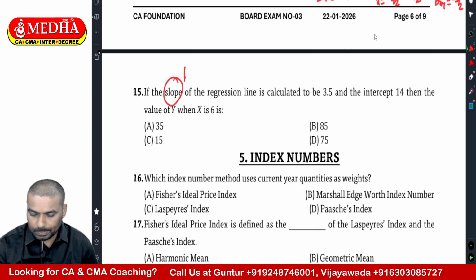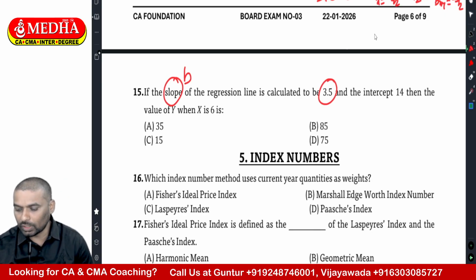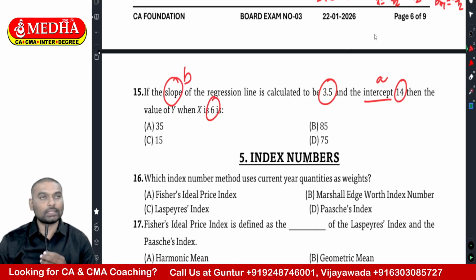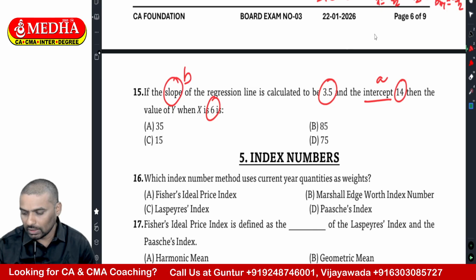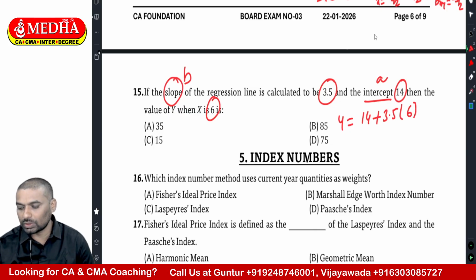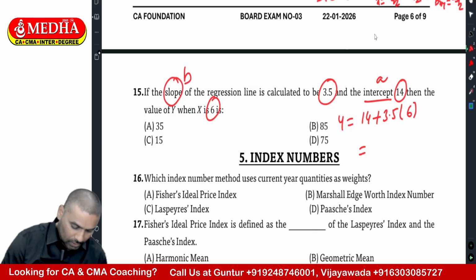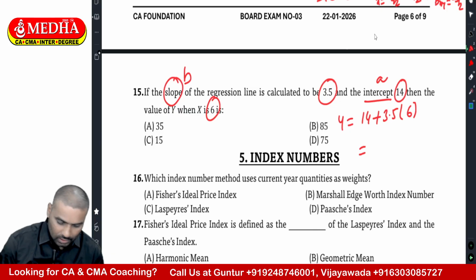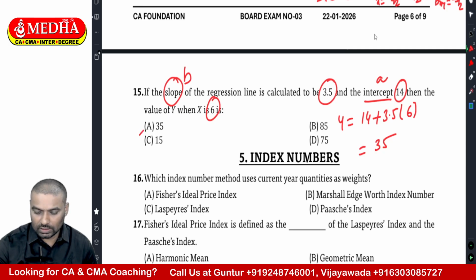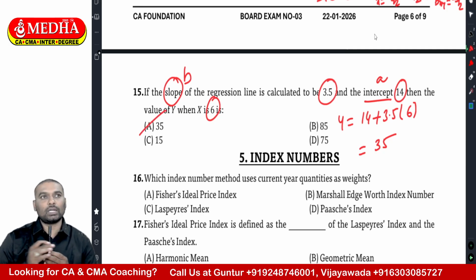Next, the slope of the regression line is calculated. Slope means B, that is 3.5. Intercept means A, that is 4. And x is given 6. Estimate the value of y. So y is equal to 14 plus 3.5 into 6. So 3.5 into 6 plus 14, its value is 35. The value of y is 35. Option A is correct.